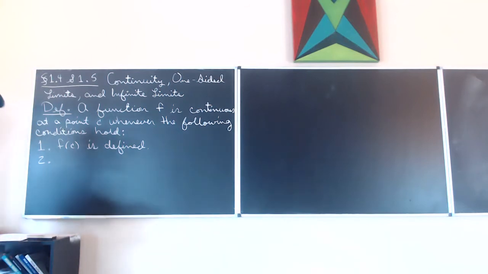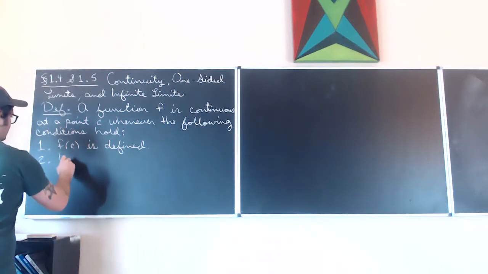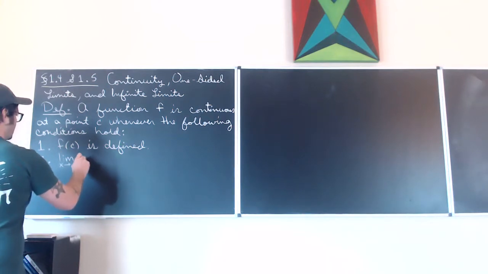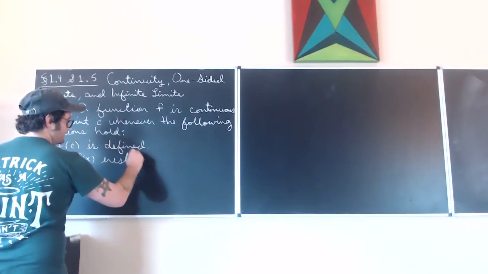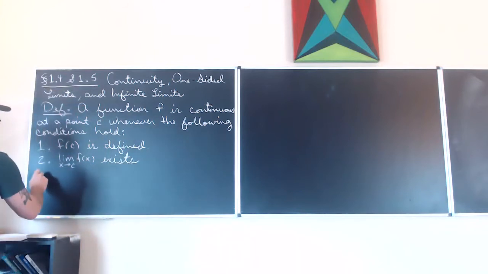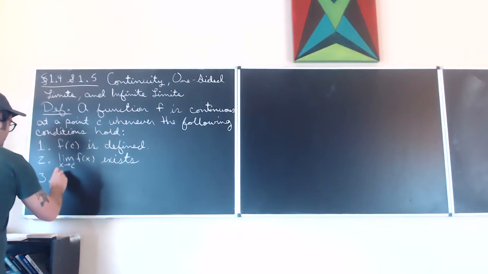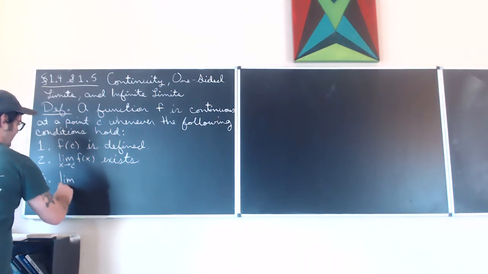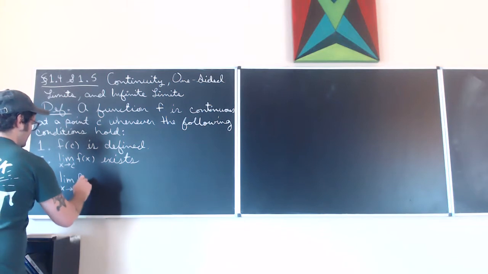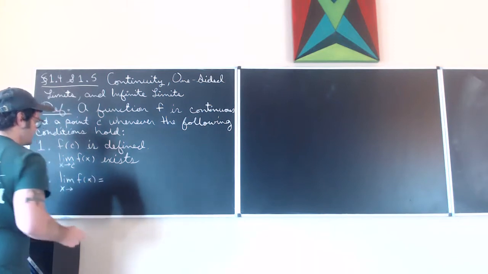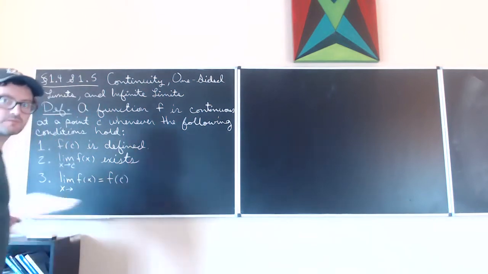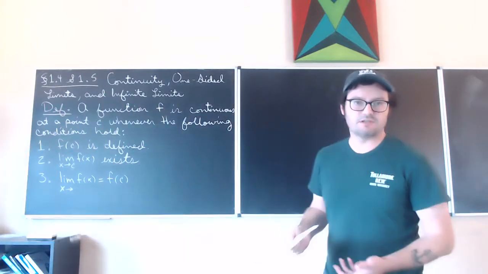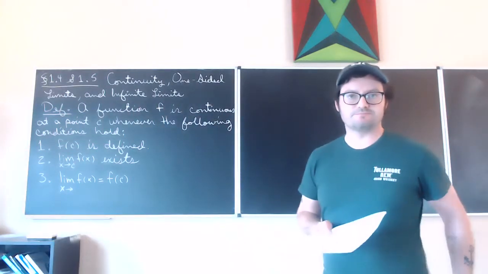Number two, the limit as x approaches C of f of x exists. And number three, the limit as x approaches C of f of x is actually equal to the function evaluated at C. If these three properties hold, then we say that the function is continuous at x equals C.